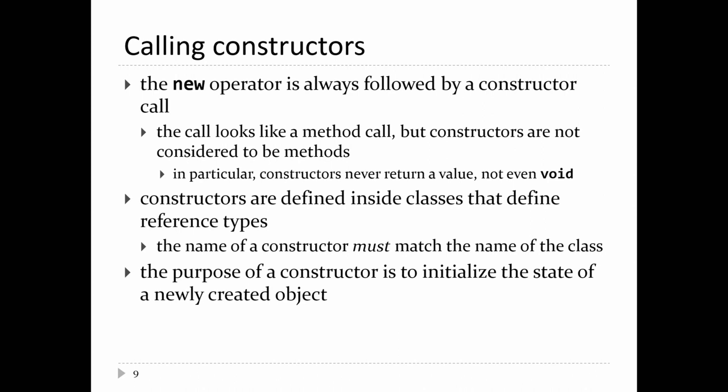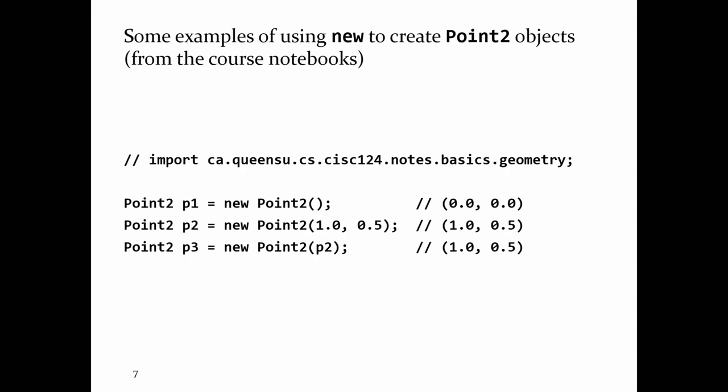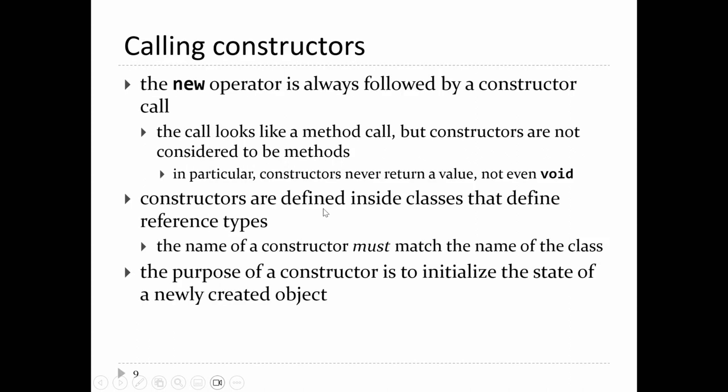When you use new, you must always call a constructor. So it's always the same pattern: new something, where the something is the name of a class. It's actually the name of the constructor, but the name of the constructor is the same as the name of the class. So it's always new something. It looks like a method call, so there are always round brackets. So the new operator is always followed by a constructor call. Calling a constructor looks like calling a method.